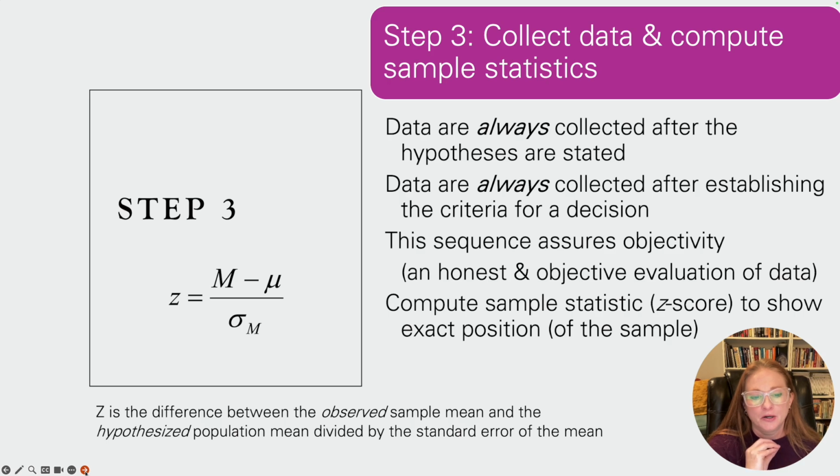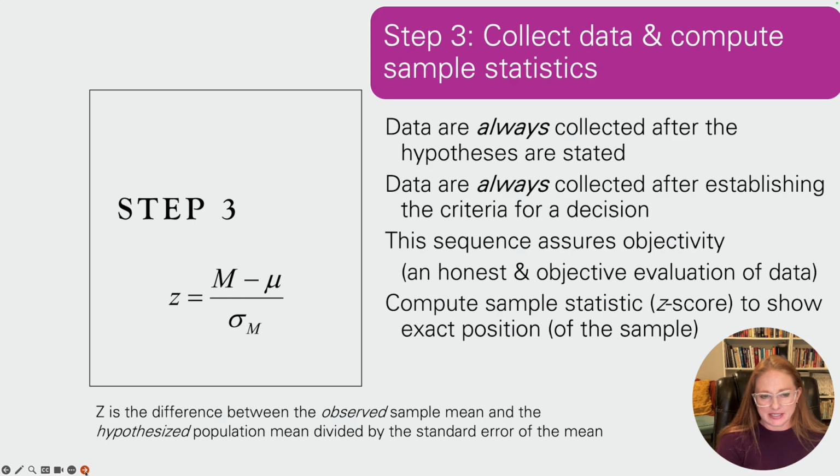Step 3, collect your data and run your data. The data is always collected after the hypothesis is stated. The data is always collected after establishing the criteria. This sequence of stating your hypothesis, collecting your data, and running your data assures objectivity, because if you just collected your data, ran your data, and then set your critical region, you'd always be able to fall in the critical region. You can't do that. Okay?